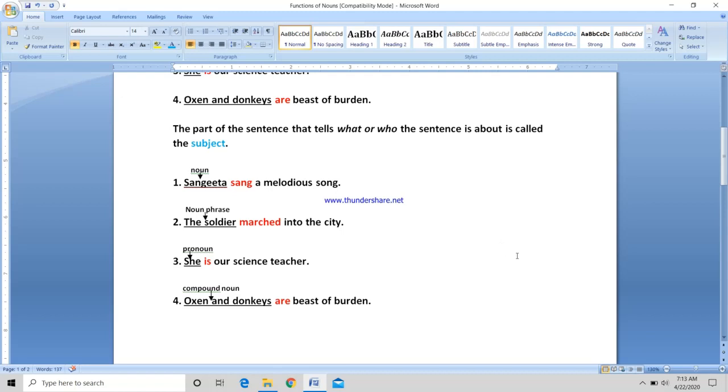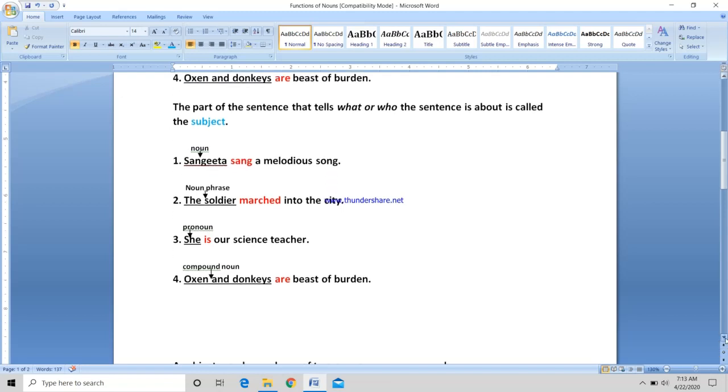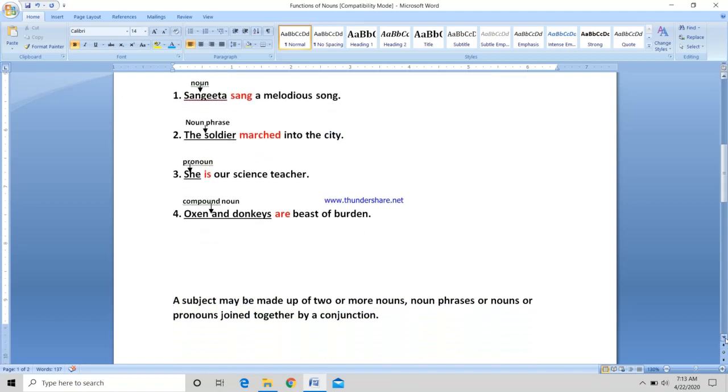Right? So we can say that a subject may be made up of two or more nouns, noun phrases, or nouns or pronouns joined together by a conjunction. So this is what we have learnt today, and this is how we have to find out the subjects in the sentences. After you find out the subject, then you can identify it as a noun or a noun phrase or a pronoun or a compound noun.